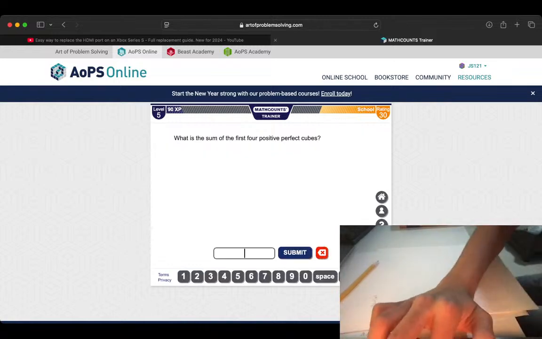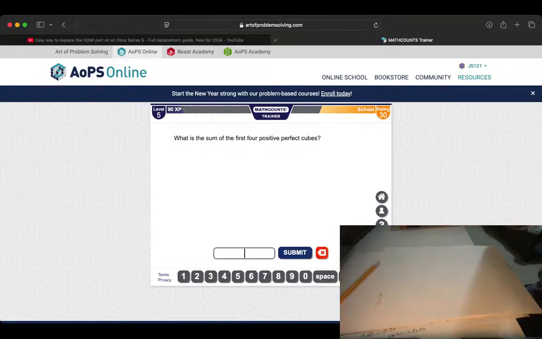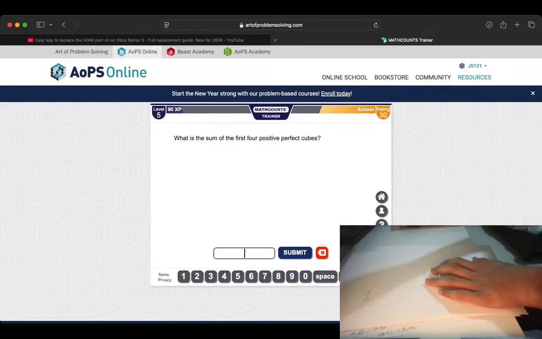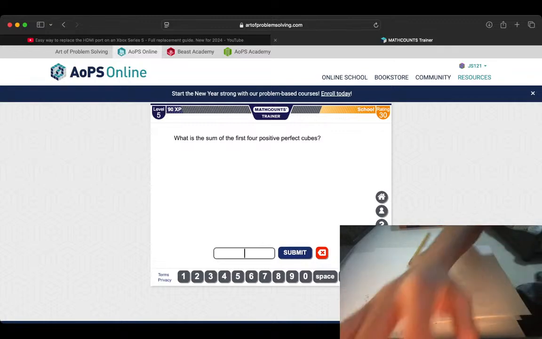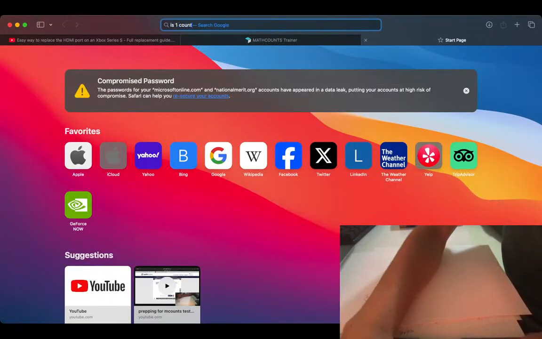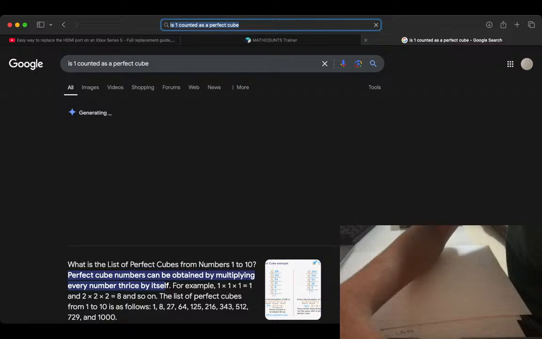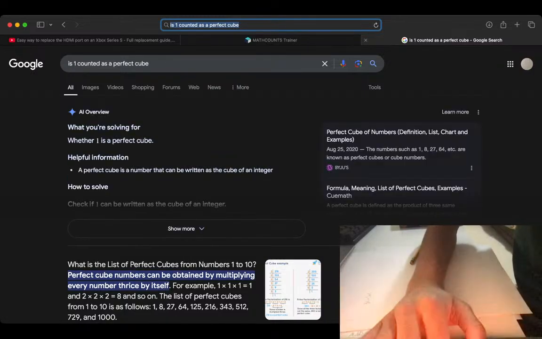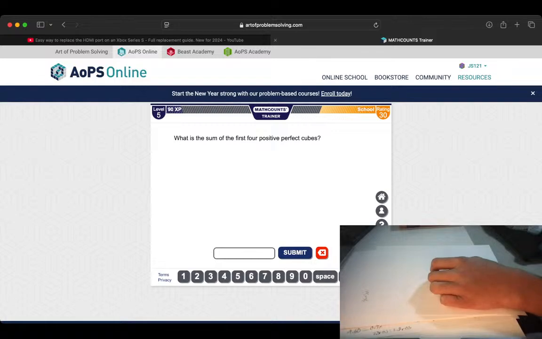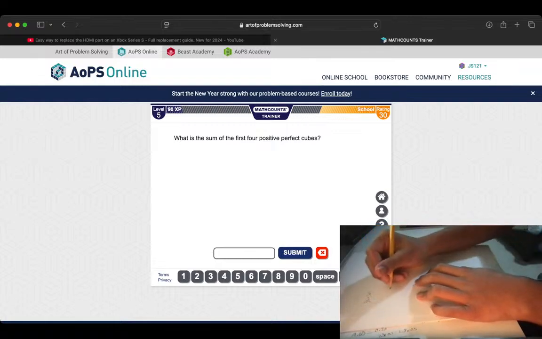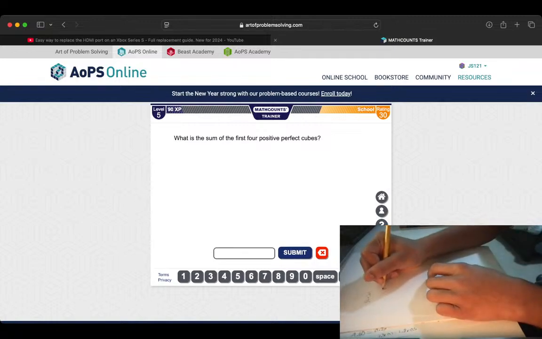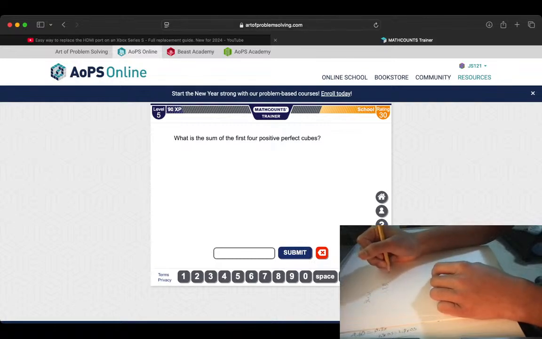Alright, next one. What is the sum of the first 4 positive perfect cubes? Does 1 count? Is 1 counted as a perfect cube? Oh, okay. I didn't look at the list. Alright, so we have 1, 2, 4, 8, 3, 9, 81. No, 27.